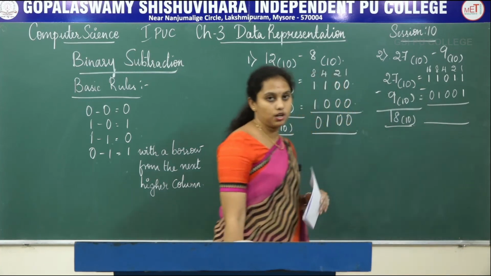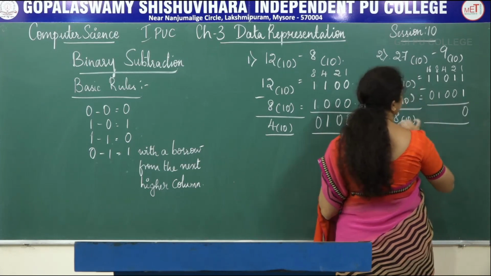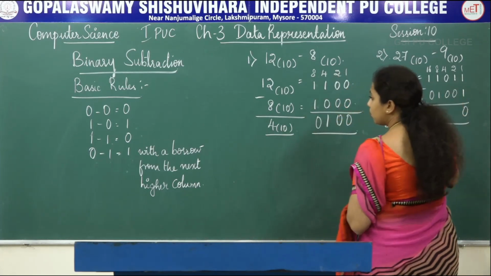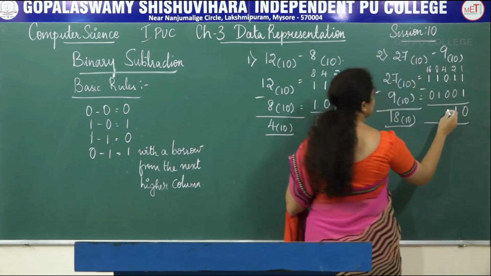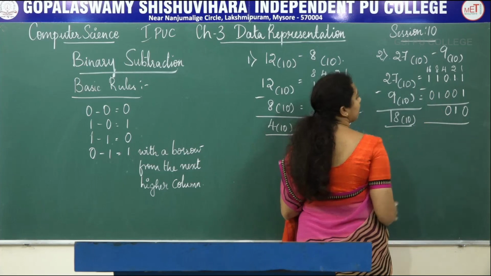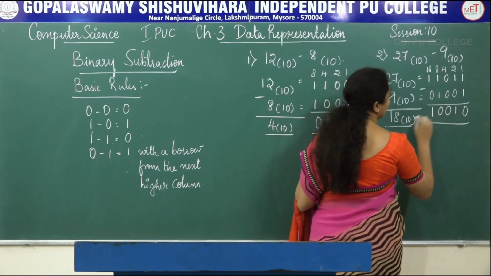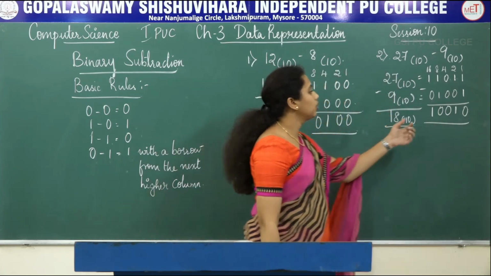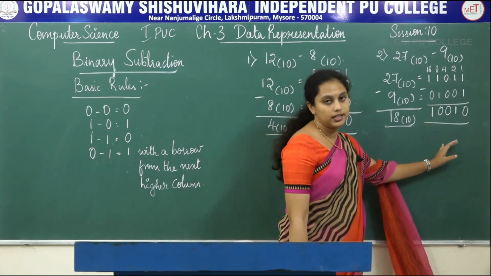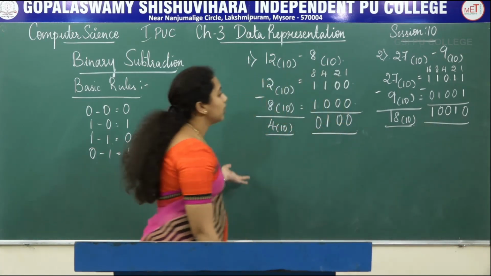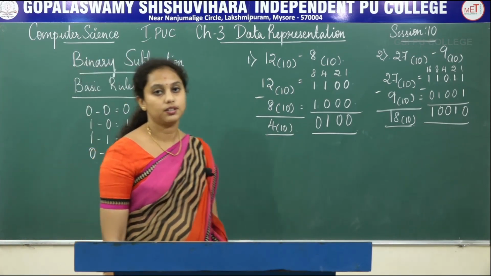Now do the subtraction. What is 1 minus 1? 1 minus 1 is 0. What is 1 minus 0? 1 minus 0 is 1. 0 minus 0 is 0. 1 minus 1 is 0. 1 minus 0 is 1. So check whether it is correct or not. 16 plus 2 becomes 18. Hence the obtained value is correct. So this is how we have to do the binary addition as well as binary subtraction. Thank you.